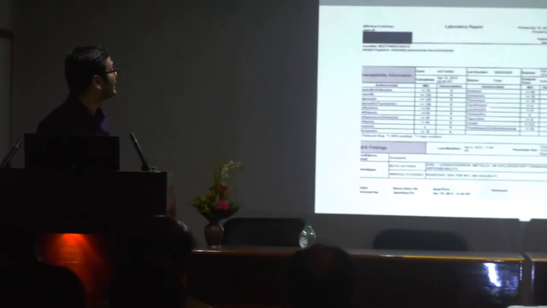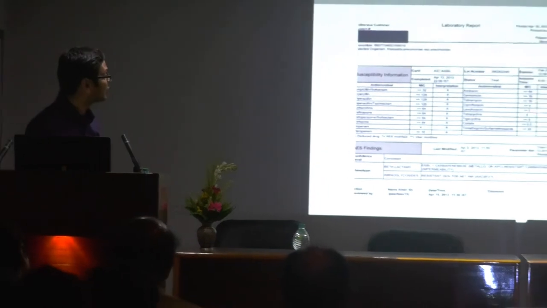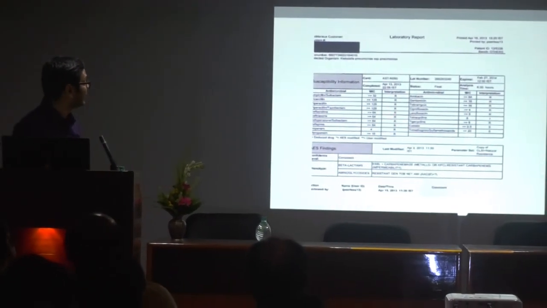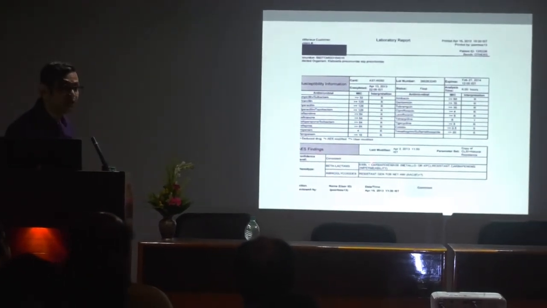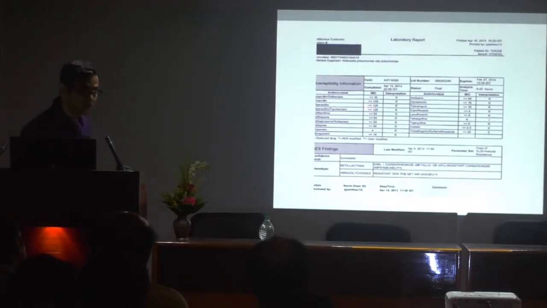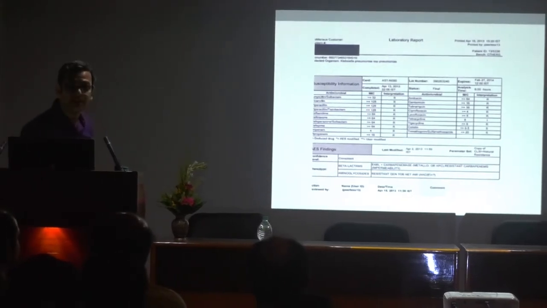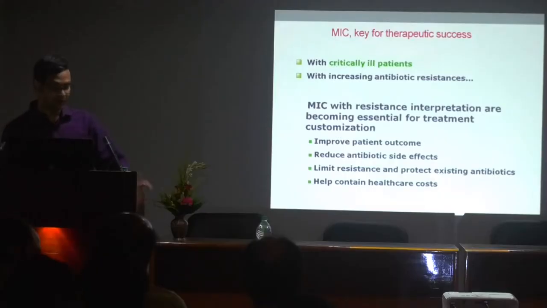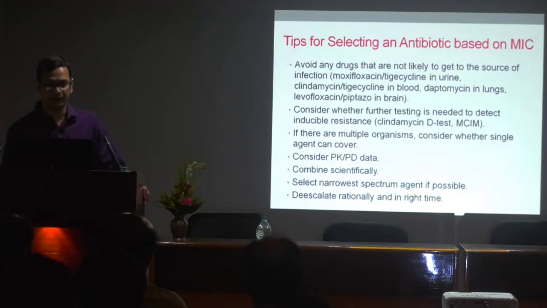In these cases, we can have not only colistin, you can have a combination therapy of increased dose of imipenem. Since MIC is 4, there is a chance of getting a clinical response if you have an increased dose of imipenem alongside colistin. So MIC with resistance interpretation is becoming essential for treatment customization, improved patient outcome, reduced antibiotic side effects, limiting resistance and protecting existing antibiotics, and helping contain healthcare associated cost.